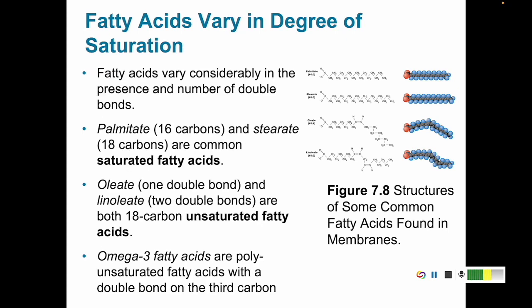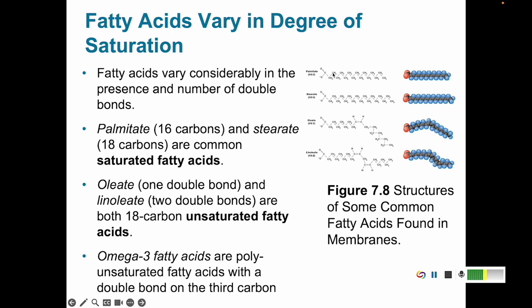Fatty acids can vary a lot, though. They can have multiple double bonds. They could have a single double bond. They could have one or more double bonds. The number of double bonds can vary, or even having double bonds can be a way that fatty acids vary from each other. Palmitate and stearate are common types of saturated fatty acids.